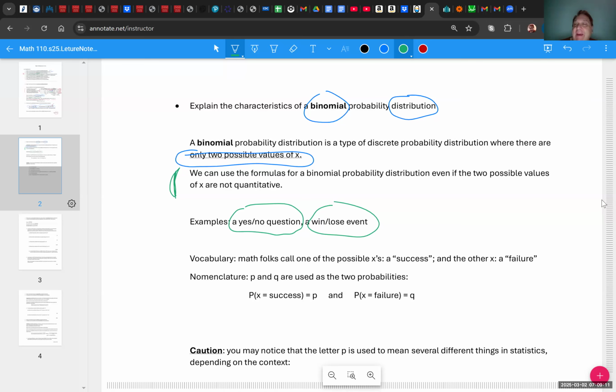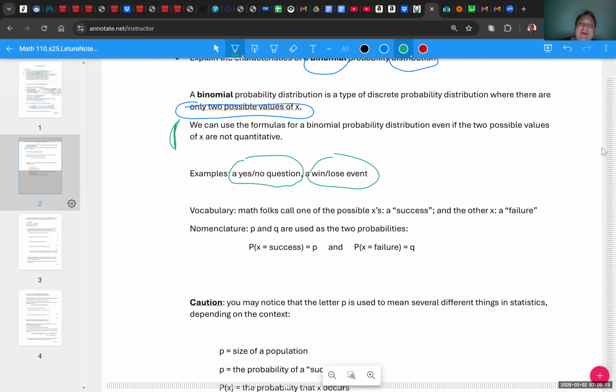Okay, so vocabulary check-in time. So important to know the vocabulary. So there's only two possible outcomes. Math people will always call one of the possible outcomes a success, right? So one of the possible values is success, and the other one is going to be considered a failure. So in the yes/no question, maybe yes would be considered a success, and no would be considered a failure. Or you could do the other way. Whichever way you want to do it, you could say no is a success and yes is a failure. You just have to declare which one you want to be.